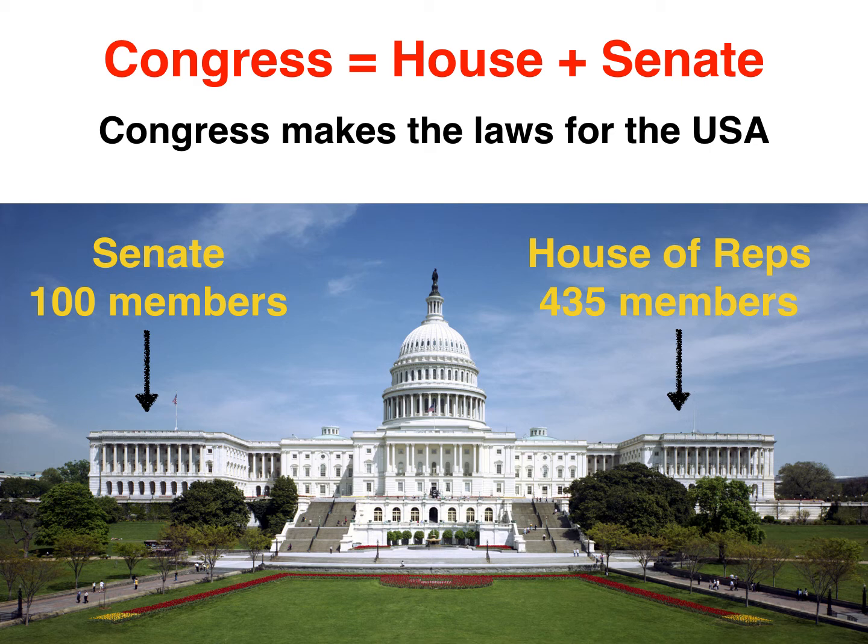So 100 members means that there are 2 from every state, no matter how big or how small that state is. So Vermont has 2 senators. California has 2 senators. Vermont is tiny in terms of population. California is giant in terms of population. But in the Senate, they're both equal. So that's a product of the Constitutional Convention. Those small states said we want to be equal with the big.